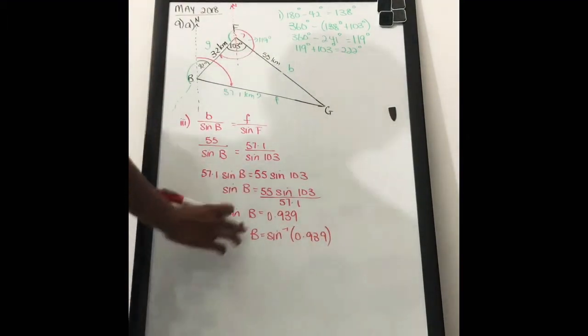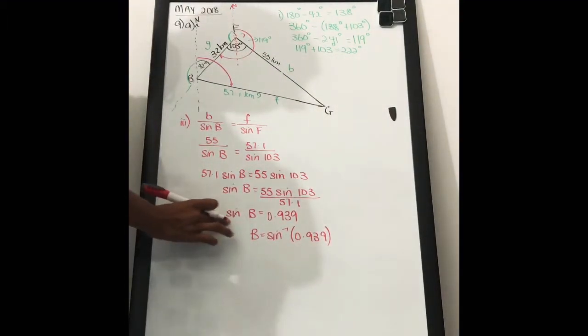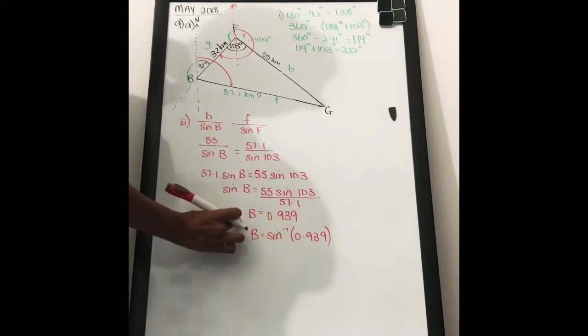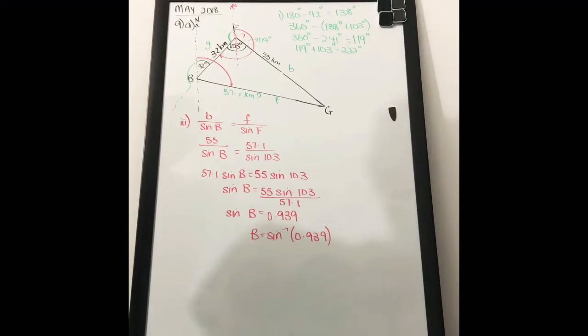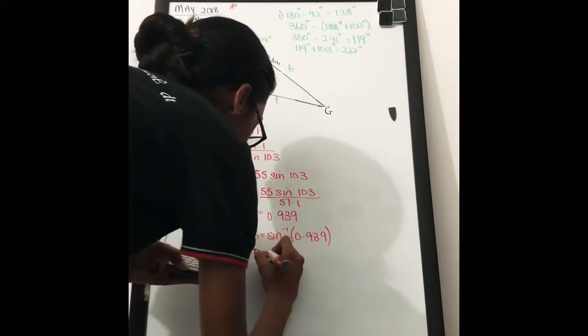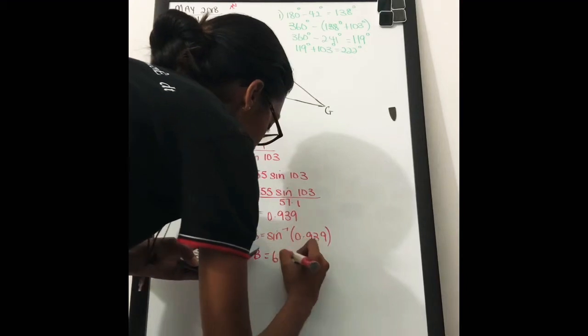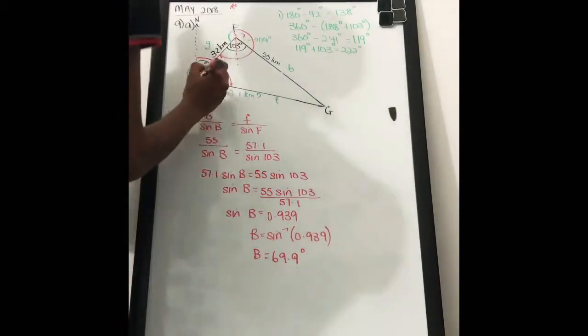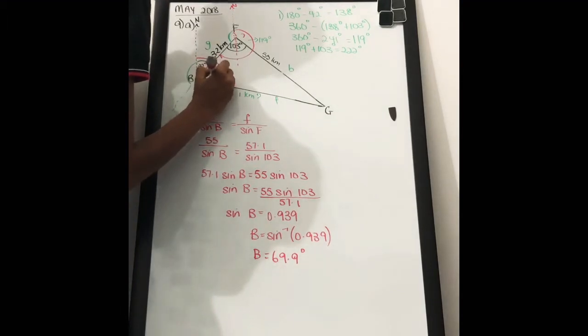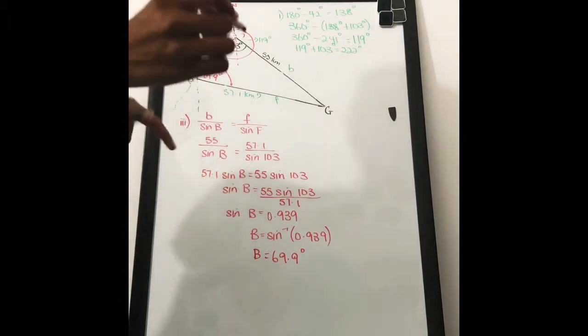So it comes like the same thing. We want to make B the subject now, right? So the opposite of sine would be the sine inverse, right? So when the sine goes across, it becomes the inverse. So in a calculator, we use second function sine inverse of 0.939, equal, and we get B as being 69, let me put it to one decimal, 69.9 degrees. So here B works out to be 69.9 degrees.